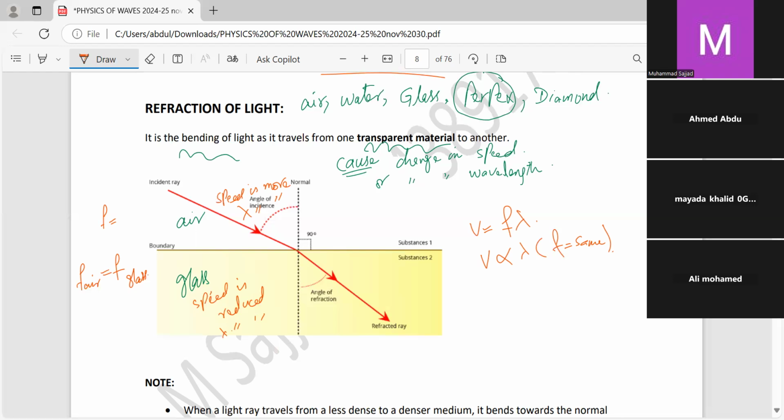Please, if you have any question regarding this refraction of light, feel free, you people can ask me now.